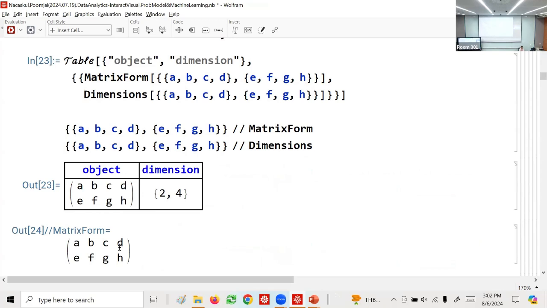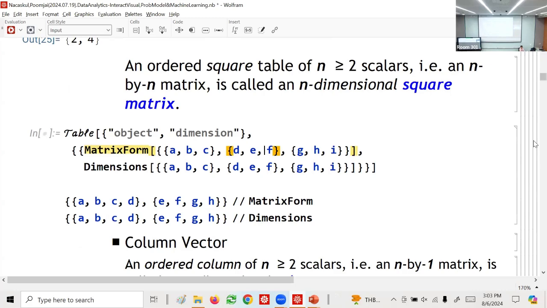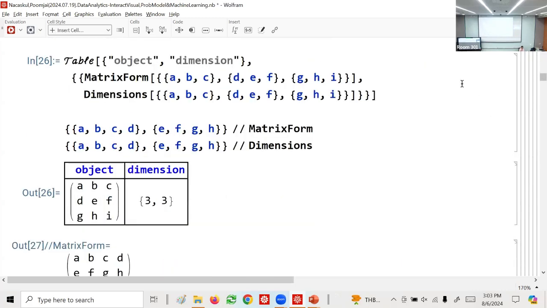So what's the dimension? By convention, you go with the number of rows, then the number of columns, right? So how many rows does it have? 2. How many columns does it have? 4. It's written 2 and 4, but you don't say it that way. You say 2 by 4. Okay? Now, how about this guy? 3 by 3.